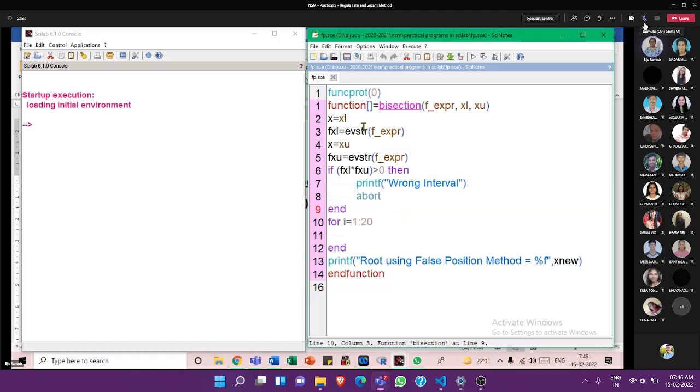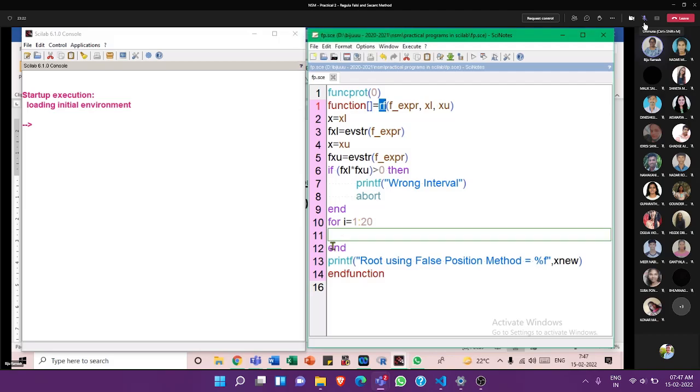Now nothing else will change. Of course, this is the name we gave because we were writing the code for bisection. Now we want to write it for false position, so we write it as false position. You can give any name. I can also give FP, no problem, or false P, or regular falsi, or RF, whatever you are comfortable with. The only thing you have to take care of is that it should follow the rules of variable names.